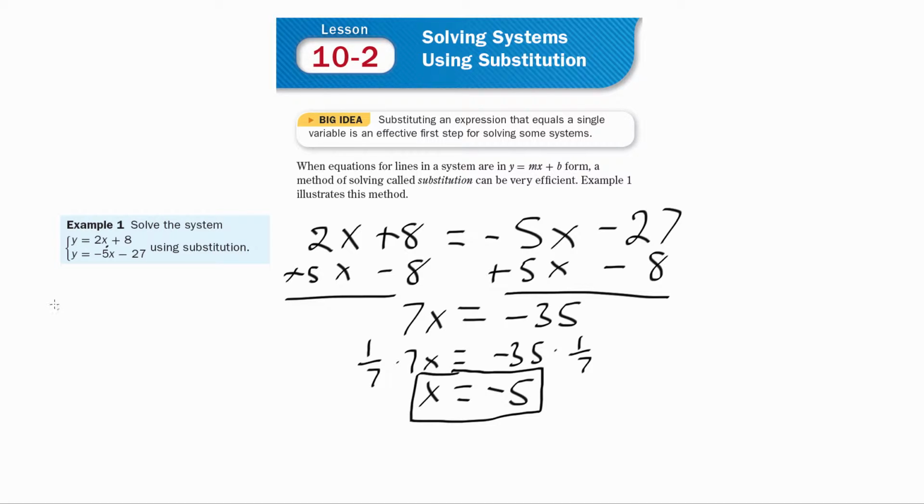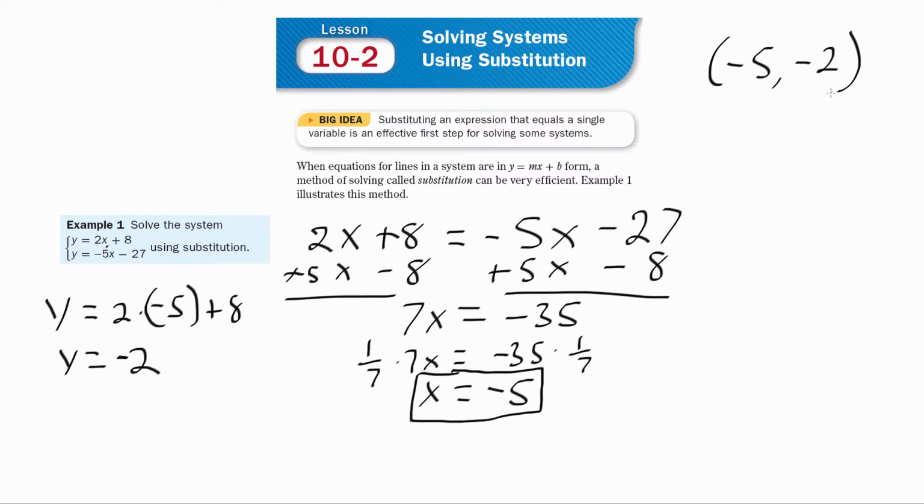So I'm going to choose the y equals 2x plus 8. So y equals 2 times a negative 5 plus 8. Y equals, so that's a negative 10 plus 8. That's going to be 2. No, negative 2. Sorry, negative 2, right? Negative 10 plus 8 would be negative 2. So y equals negative 2. So my ordered pair that describes the intersection of these two equations is negative 5, negative 2.